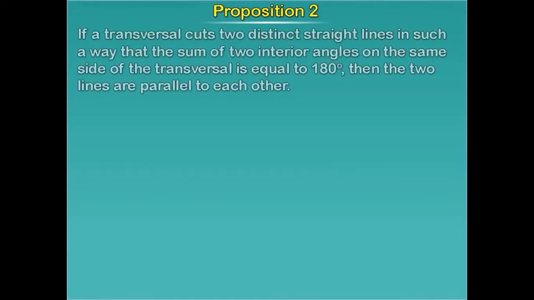Now, look at Proposition 2. If a transversal cuts two distinct straight lines in such a way that the sum of two interior angles on the same side of the transversal is equal to 180 degrees, then the two lines are parallel to each other. It is given that the sum of angles on the same side of the transversal is 180 degrees.